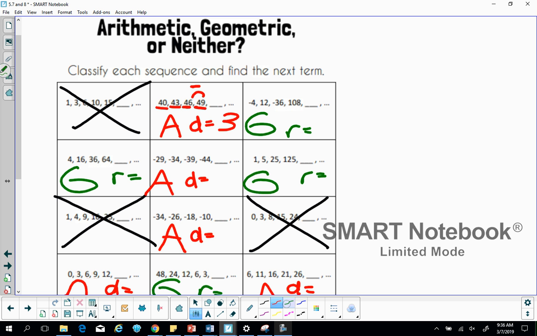If it's geometric, how could I tell what it's multiplying by? What would I do from this to this? Divide. And when you do that, you end up getting negative 3, which is true because negative 4 times negative 3 is 12. So now I'm going to give you a few minutes. All you're doing is writing what is the D. Maybe do all the D's first, then do all the R's. So you're figuring out what's your common ratio, what's your common difference.